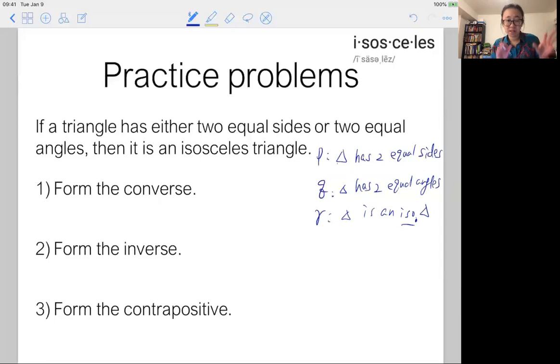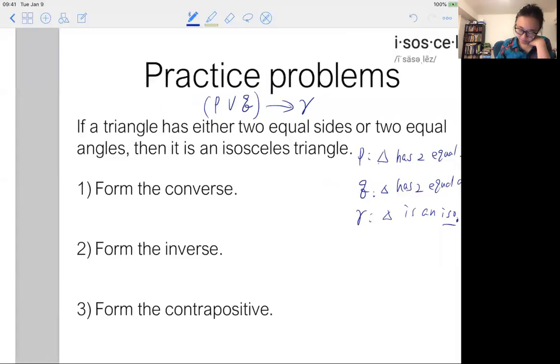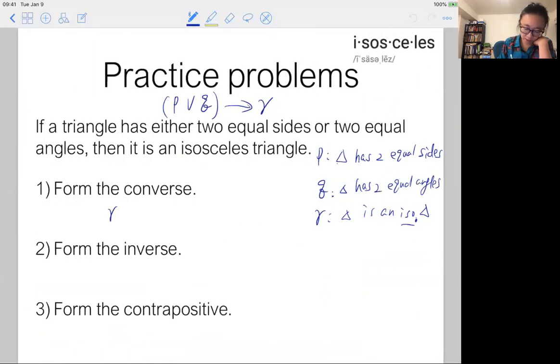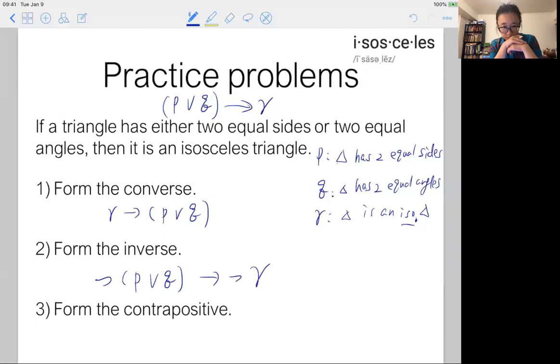The original statement is a triangle has either two equal sides or two equal angles. That means P or Q, and it's an implication, implies R. So P or Q implies R. Now we need to generate the converse. The converse, by definition, swaps the two sides, so in this case it's R implies P or Q. Later on, we're going to translate it back to English. The inverse is negation of P or Q implies negation of R. And then the contrapositive is not R implies not P or Q.